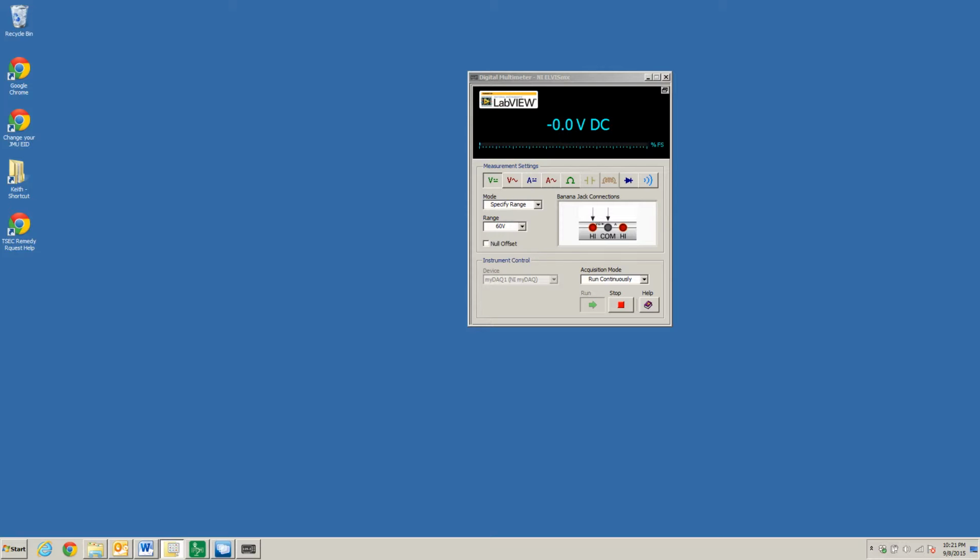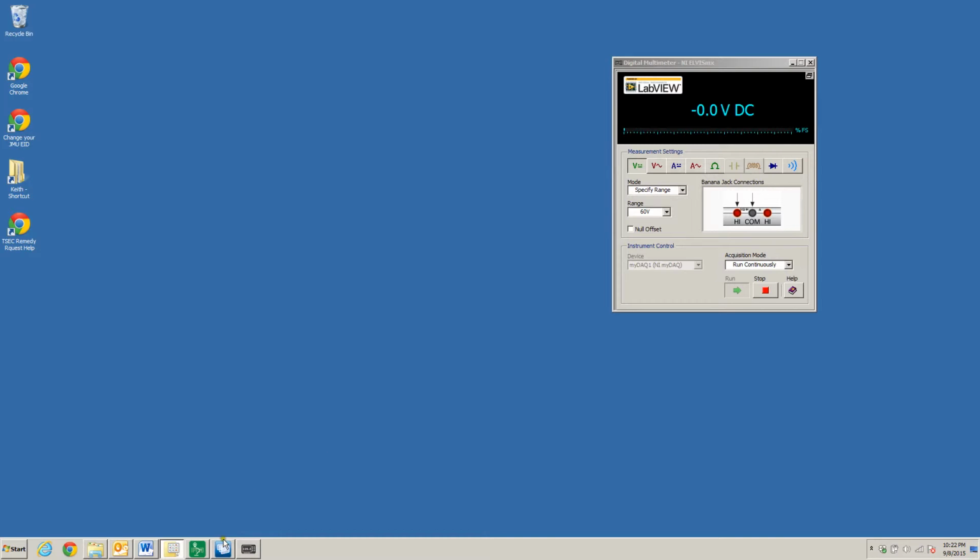If I move my lead to measure the negative supply and maintain a good connection there, it should measure negative 15 volts. And I can also do the same thing. I can configure the leads as I would for a multimeter and measure current.